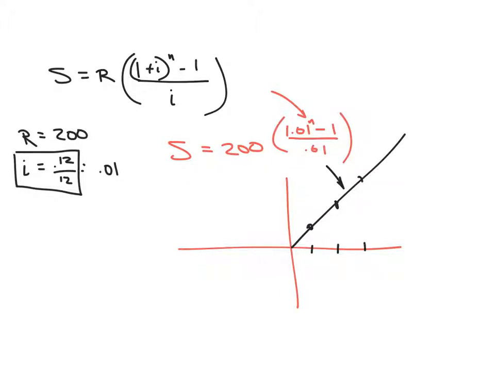You can't look and see how much you have somewhere in the middle. So discrete basically means you're only able to look at it at certain times or certain places on the graph.